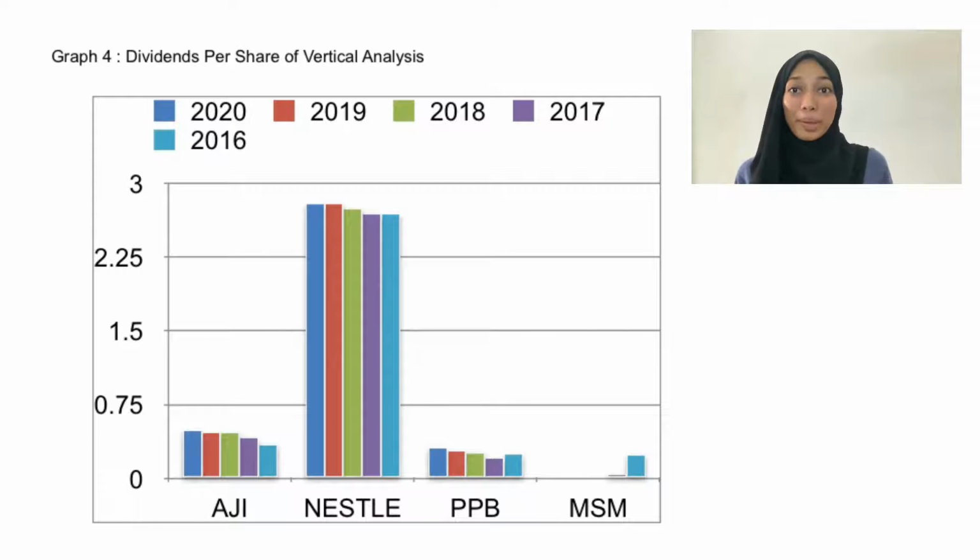However, for PPB, there is not much change in the dividend per share. The highest DPS is 31 cents in 2020 and its lowest is 21 cents in 2017.